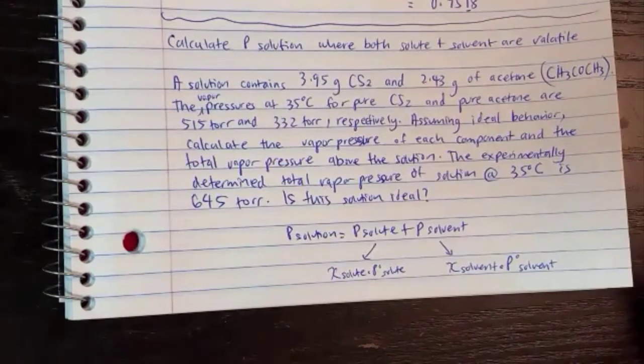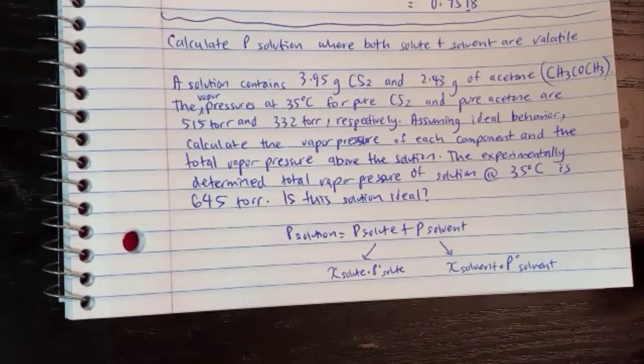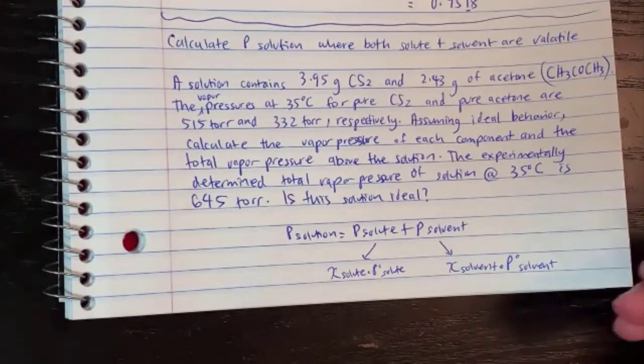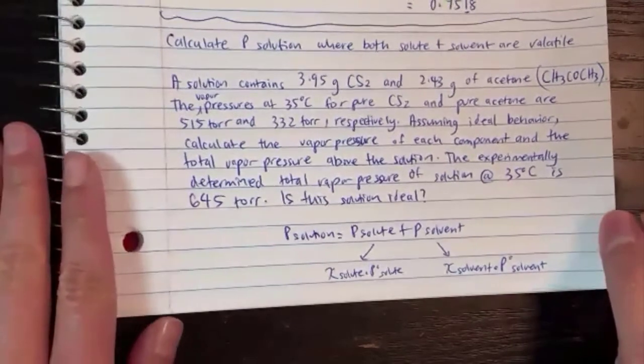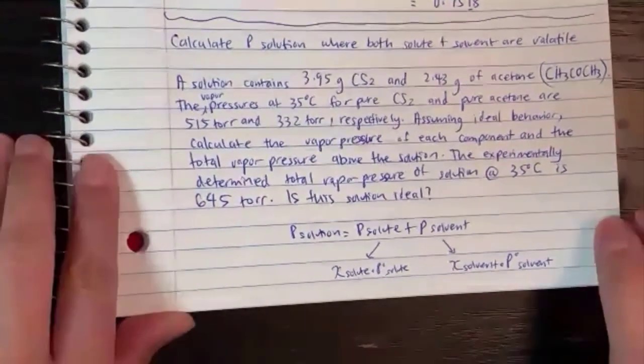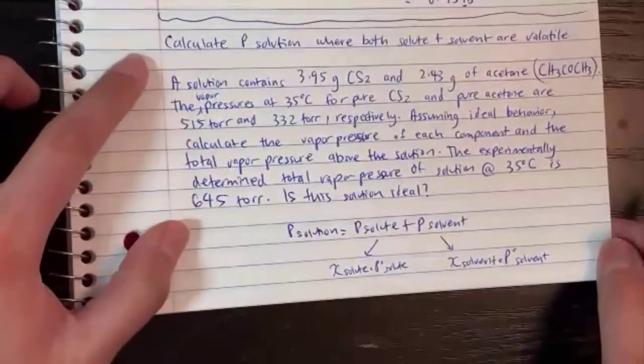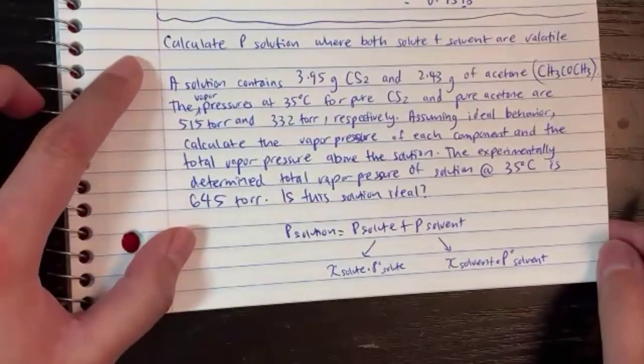Okay, so we have two parts here that we've got to do. So what I want to do is go ahead and figure out the moles for both of them first so we can figure out who's solute and who's solvent. It really doesn't matter because both of them are going to be in there. But you've got to be able to figure out the moles. Okay, so let's go ahead and do that. I'll write down the molar mass for you guys as well. Everyone done writing this question?